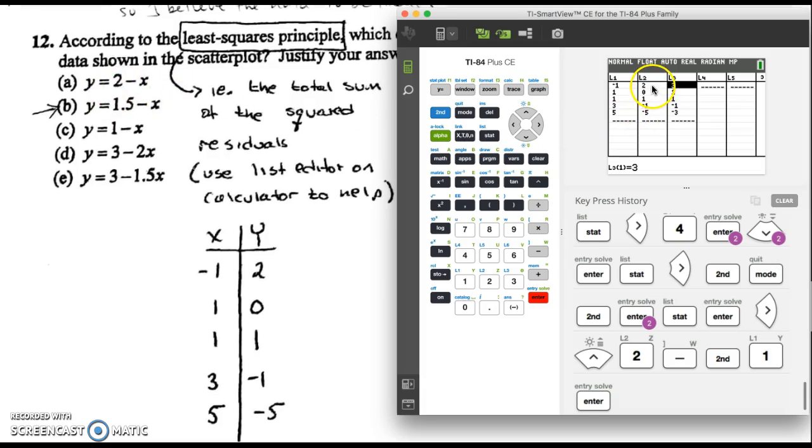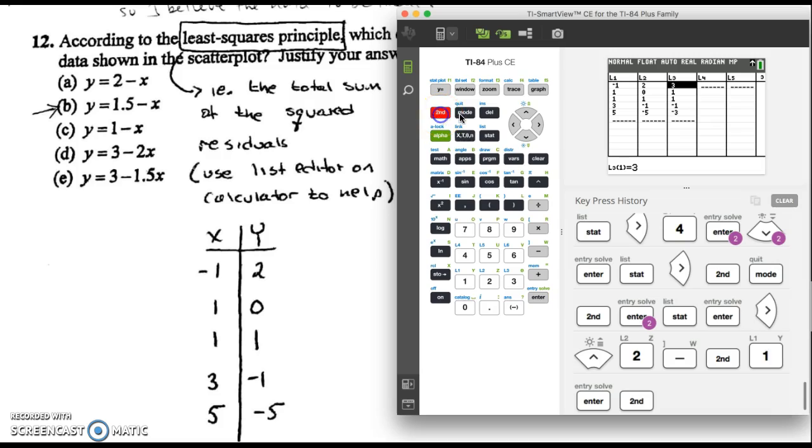And then essentially we're going to do 2 minus 3, square it. 0 minus 1, square it. 1 minus 1, square it. -1 minus -1, square it. -5 minus -3, square it. And then add that all up.